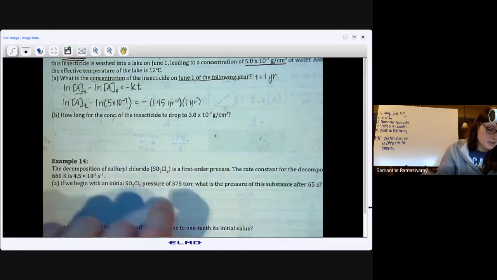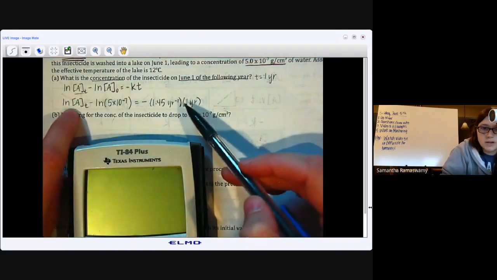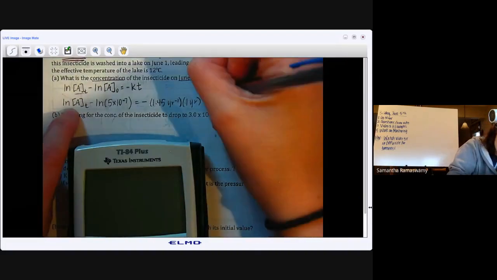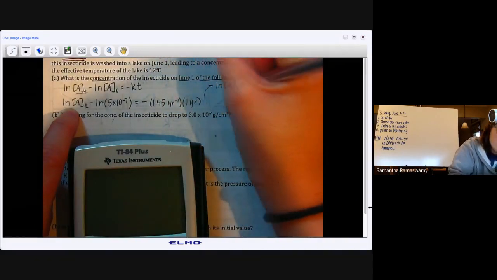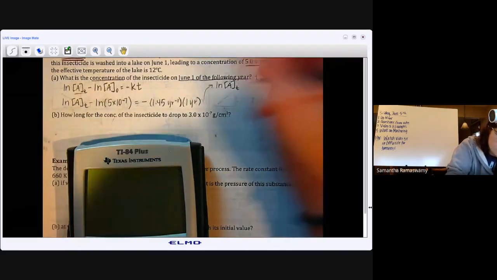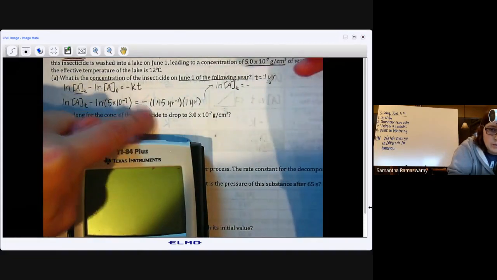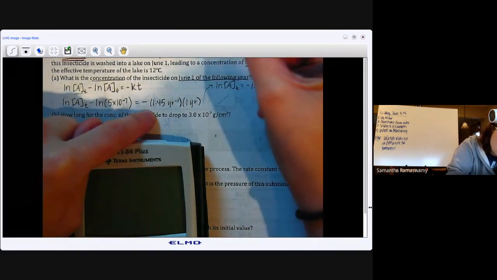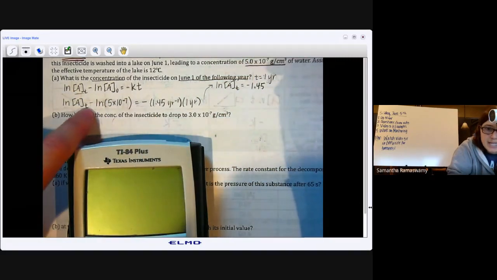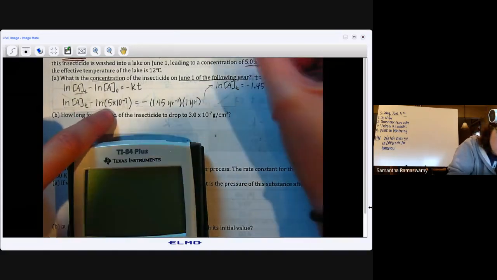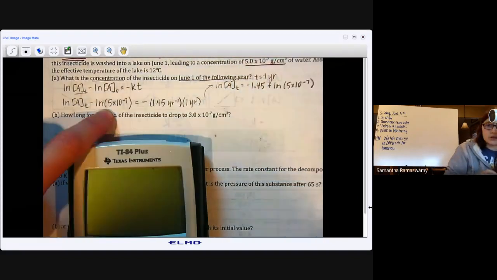So I'm going to start by rearranging this equation for ln of A sub t. So I'm going to move it up here. So ln of A sub t, the natural log of concentration after some time, equals, I'm just going to go ahead and multiply these right now. Negative 1.45 times 1 is negative 1.45. And I'm going to add this. Notice how it's minus ln of 5 times 10 to the negative 7th. So I'm going to add ln 5 times 10 to the negative 7th to the other side.